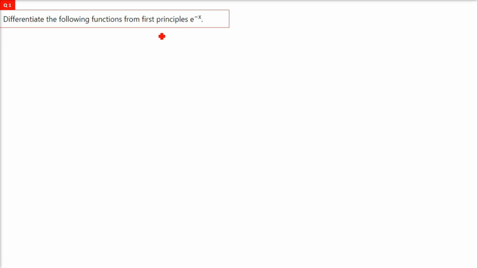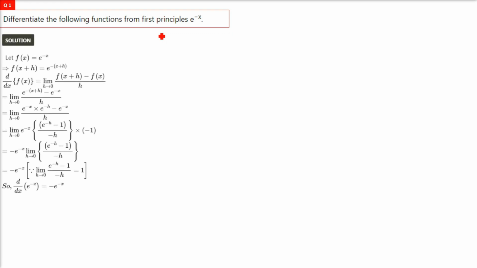So the first few questions are related to e raised to the power x only. But the main theory or concept of this exercise is all about the first principle. How are we going to get the first principle differentiation?